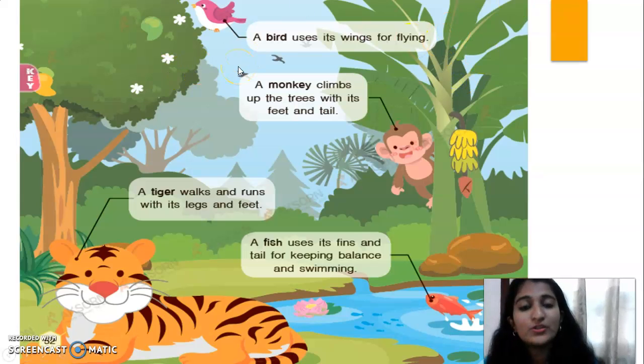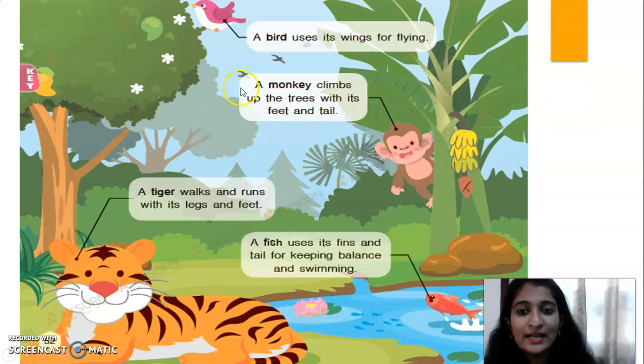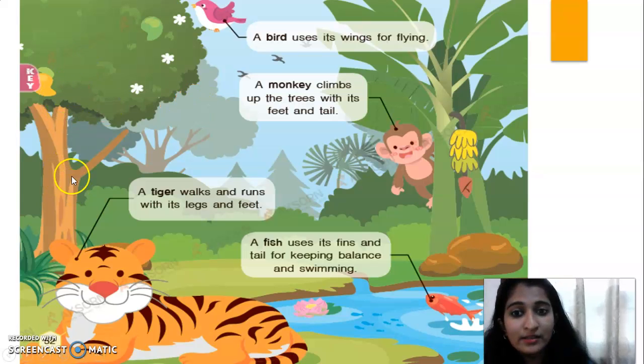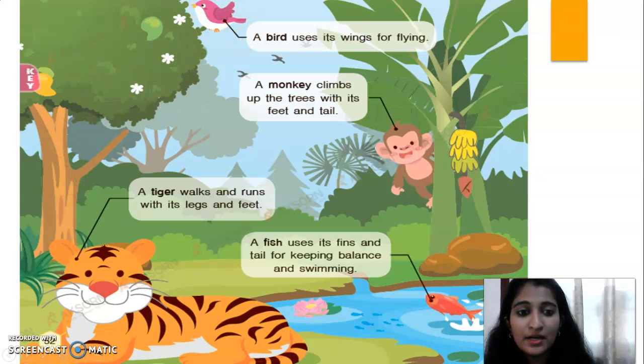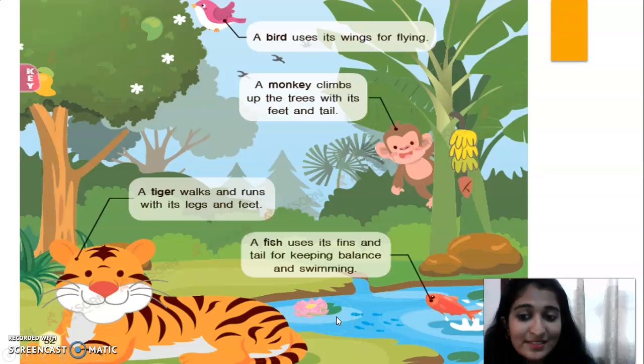Now we are going to discuss the outer parts of different animals and their functions. In this picture you can see a tree, a bird, a banana plant, a banana, a monkey, a tiger, a fish, and a lotus.